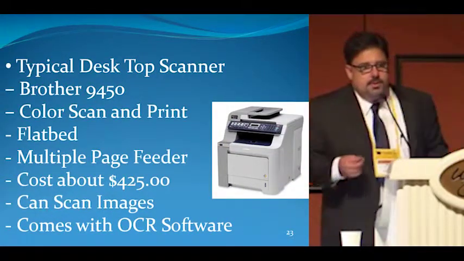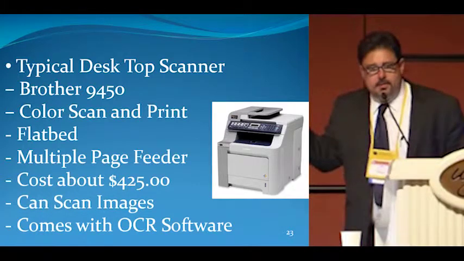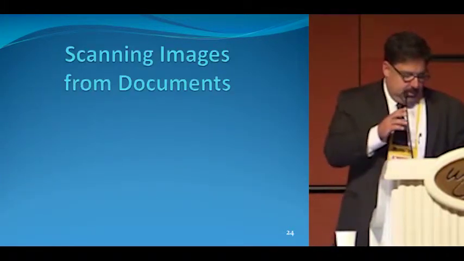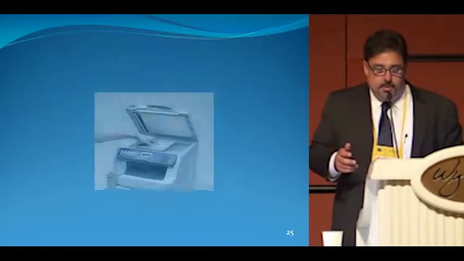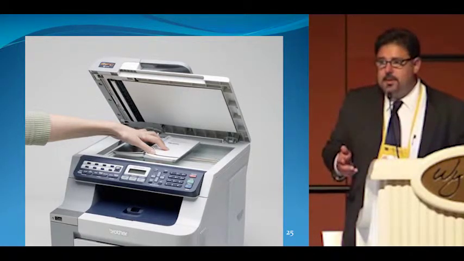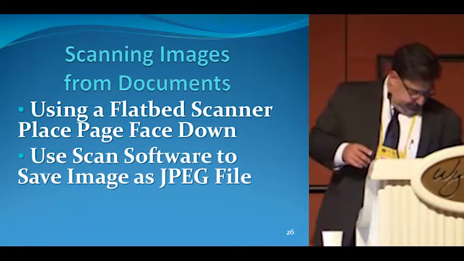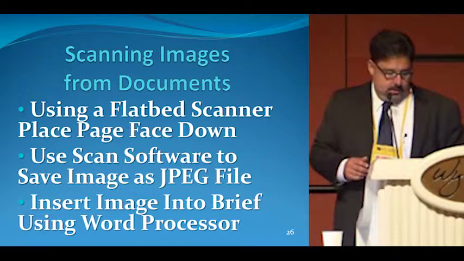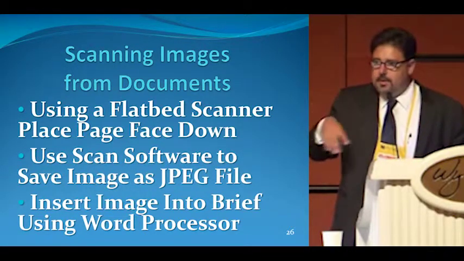One way to do this is to use a scanner. I use a desktop scanner. It's at Costco. It's about $400. It's a flat top scanner. Basically, you just lay the document flat, press the appropriate buttons, and you end up with a JPEG file, which is essentially the same kind of file as you get from your cameras. You can then take that JPEG file and dump it into your word processor, and then you have the traffic collision report image straight in there.